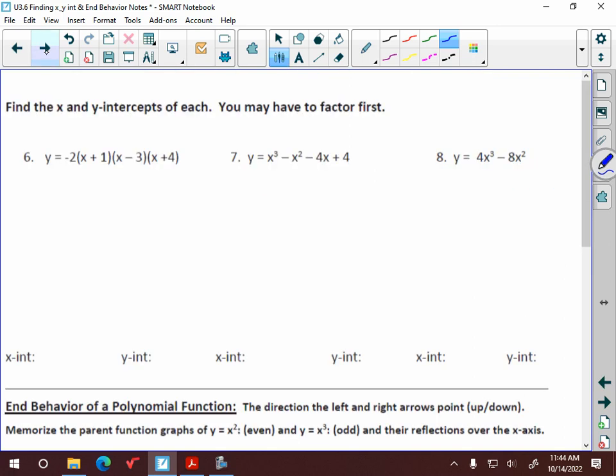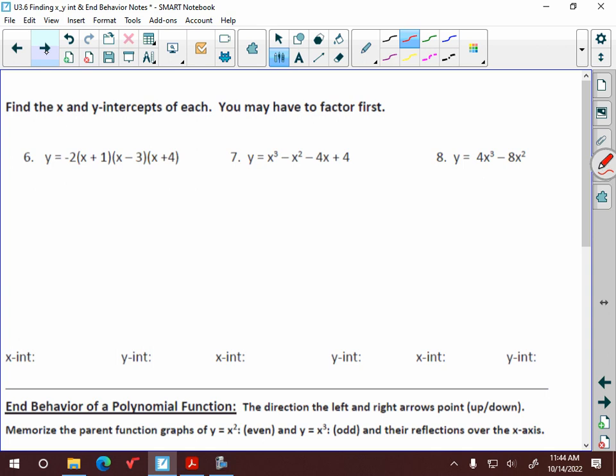All right, so let's keep going. It says find the x and y intercepts of each. You may have to factor first. Remember, factoring helps us find the x-intercepts easier because the x-intercepts, again, are just the solutions.